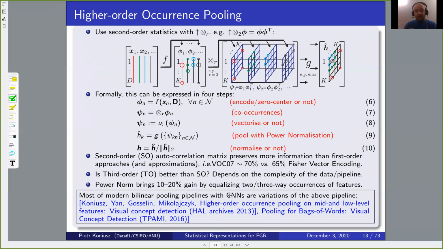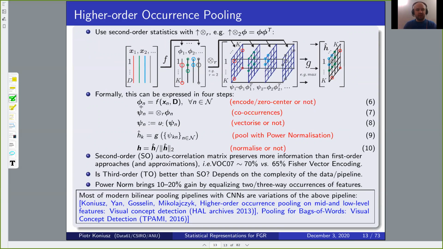But to give you an idea of the pipeline, just simply assume that you have some patches, X1, X2, and so on. You pass them through some CNN network to embed them in some higher dimensional space. You essentially have some nonlinear embedding. You obtain phi1, phi2, and so on. Then you perform this higher order outer product. You stack the obtained tensors. And again, you perform some pooling with function G.